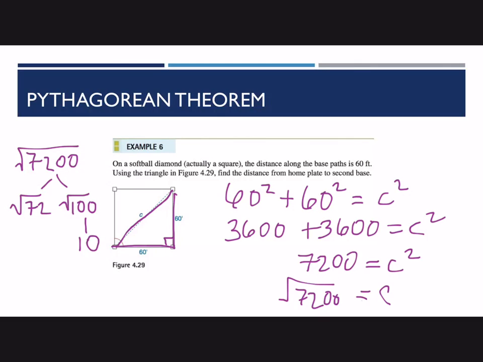For 72, I would do the same thing. There are lots of factors of 72, but think of one that's a perfect square. And so you might go with 9 and 8. And then the square root of 9 is 3. For 8, you might choose 2 and 4.